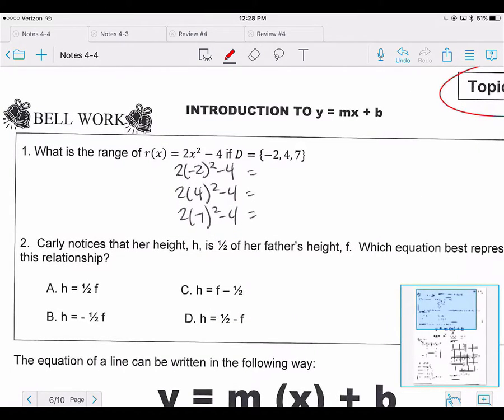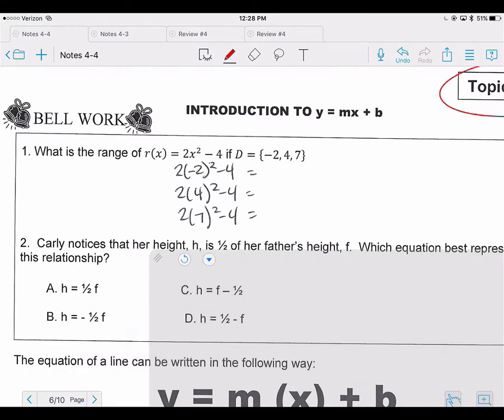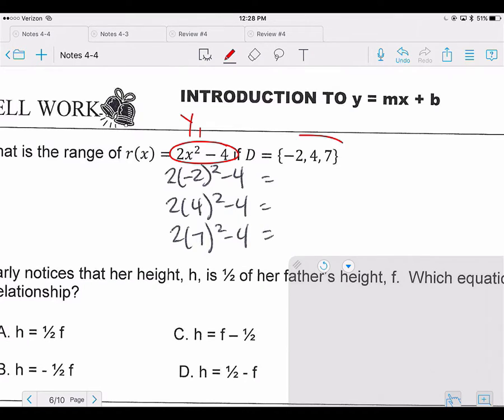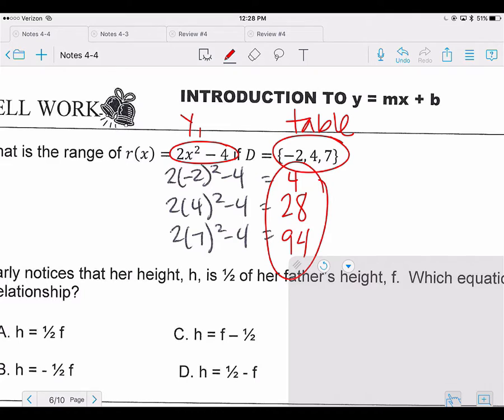Problem 1 on the bell work asks us: what is the range of 2x squared minus 4 if the domain is -2, 4, and 7? So I've set these up for you. Also remember, you can put this into y1 and look at your table for these. If we do them by hand, -2 squared is 4, 2 times 4 is 8, 8 minus 4 is 4. 4 squared is 16, 16 times 2 is 32, 32 minus 4 is 28. And 7 squared is 49, 49 times 2 is 98, 98 minus 4 is 94. So that would be our range.